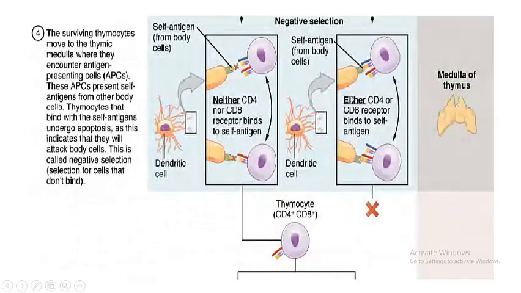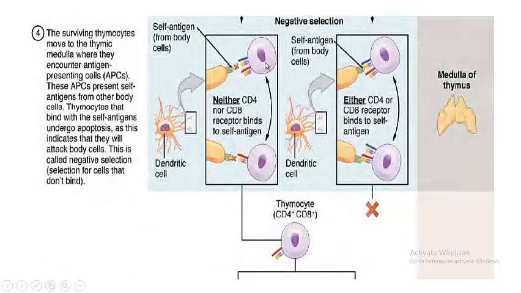At the next level, those selected will further move into the cortical region and the medullary region of the thymus. Here, there is a dendritic cell present in the thymus, which will again try to test these T cells by presenting body cells to the T cell.